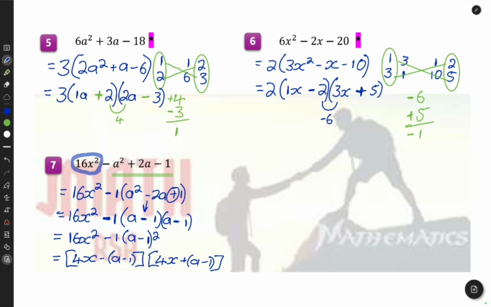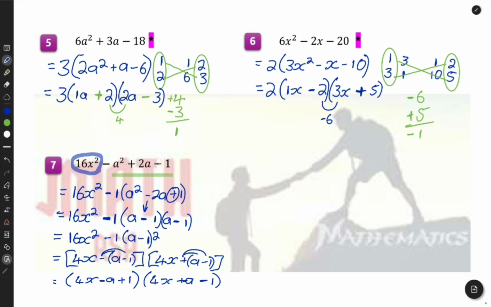Okay, now to get the final answer, I'm just going to multiply in this minus or this plus. And that would leave me with 4x minus a plus 1. And then in the other bracket, it would just be 4x plus a minus 1. And that is the final answer.